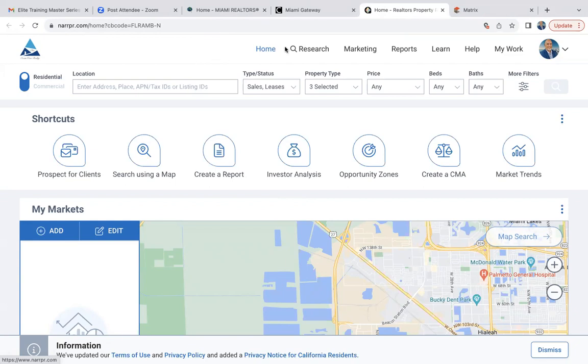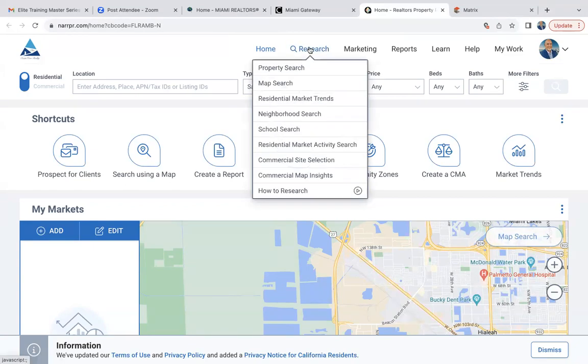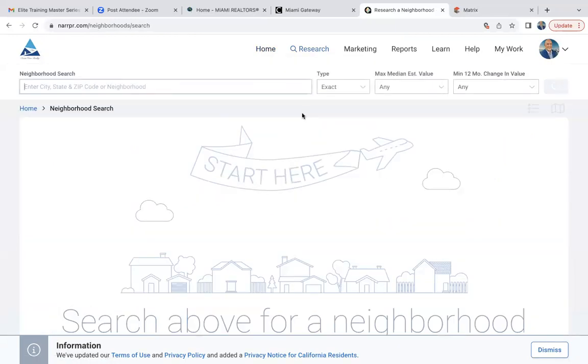So right here, you're going to go to research, and we can do the neighborhood search. We can also do market trends. So we'll begin with the neighborhood search. And what's interesting really about RPR is that it is open nationwide. So you can study properties and specific areas or neighborhoods nationwide.